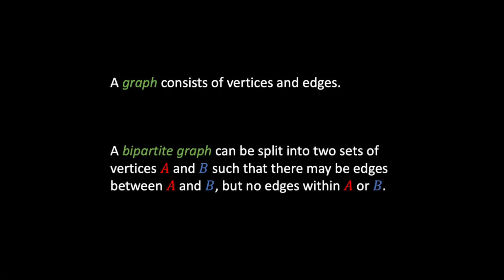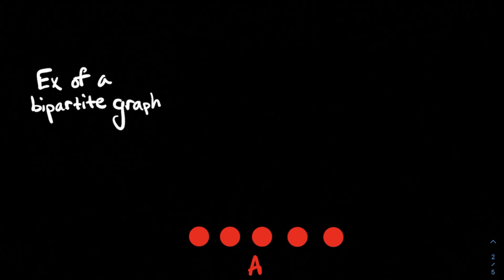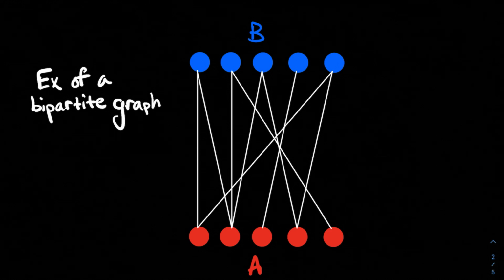A bipartite graph can be split into 2 sets of vertices we'll call A and B, such that there may be edges between A and B, but no edges within A or B. So in a picture here, I'm saying that if I've got these 2 sets of vertices, I can have edges between them, but I can't go red to red or blue to blue.